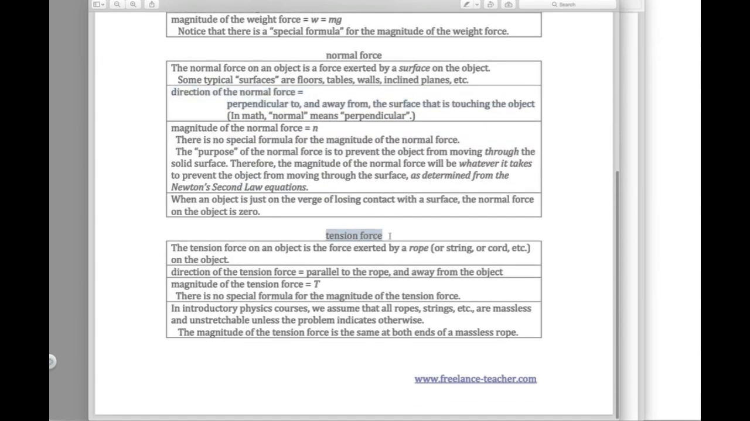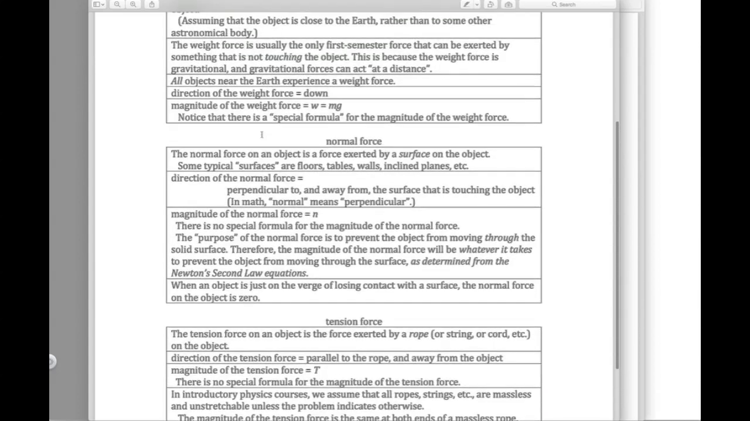And here's some material from the forces handout about the tension force. So a tension force is a force exerted by a rope or other things that are analogous to ropes, like strings or cord. The tension force is the force exerted by a rope on an object. At least this is the definition that I'm going to be using in these videos for tension.